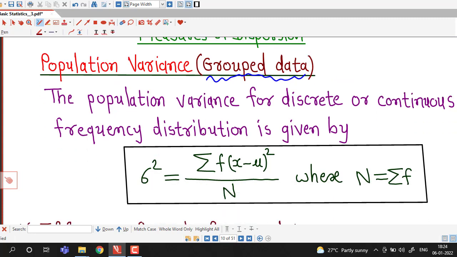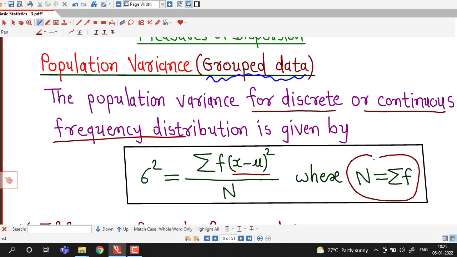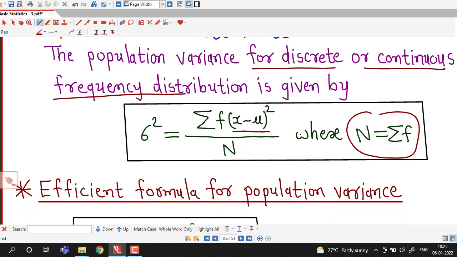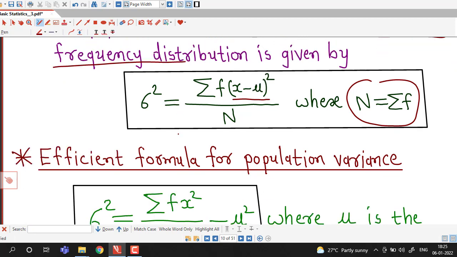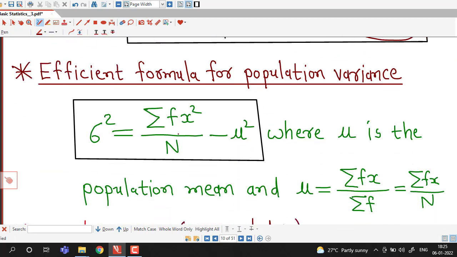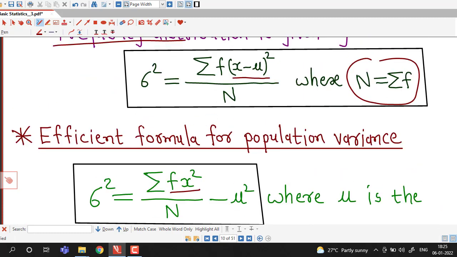Population variance for grouped data. For a discrete or continuous frequency distribution, population variance is given by sigma f times the square of (x minus mu) divided by capital N, where N is the sum of all the frequencies. Here also we have a shortcut formula for population variance: sigma square equal to sigma f times x square divided by N, minus mu square. This we can derive from the definition by expanding the square.